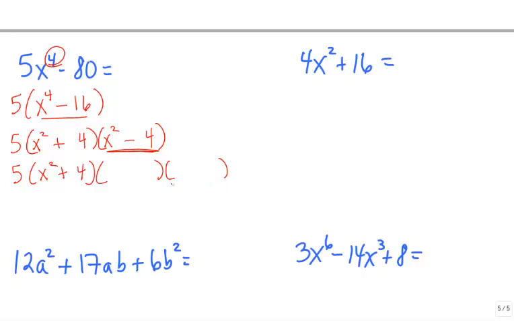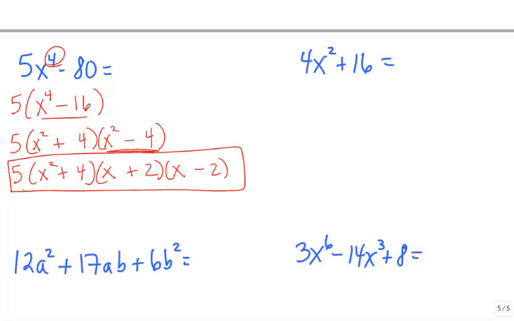2 sets of parentheses, and I would need an x and an x to get x squared, and a 2 and a 2 to get the 4, make one of them plus and one of them minus, and finally, here is our factored answer. Okay? All right, next example.